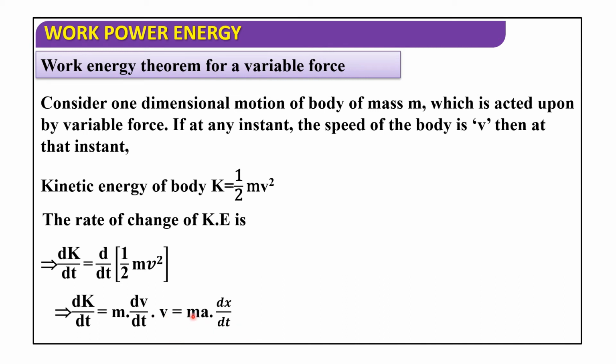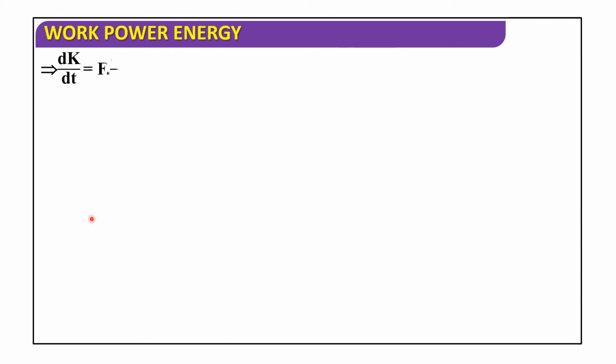Here we are doing the derivation: m into dv by dt into v. Here m into dv by dt, the change in velocity, is nothing but acceleration, so it is ma into dx by dt. Now dK by dt is equal to F into dx by dt. The dt cancels, and dK is equal to F into dx.